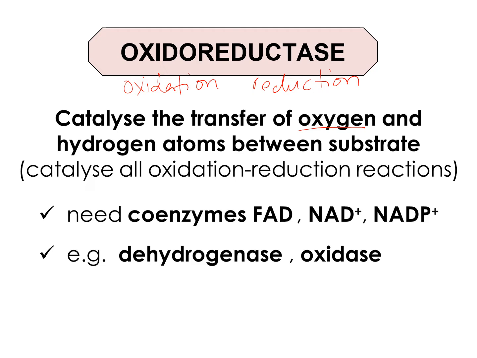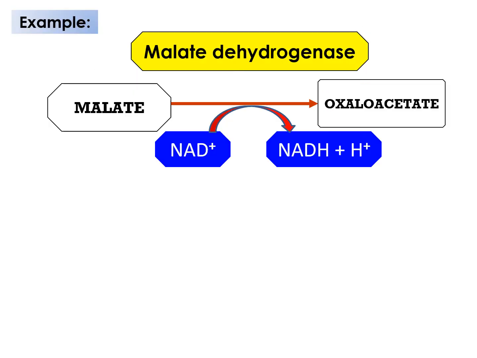So these enzymes usually need coenzymes such as FAD, NAD+, and NADP+. The example of this enzyme is dehydrogenase, meaning that it removes hydrogen. Or oxidase, which catalyzes the oxidation process. Malate dehydrogenase is a good example of an enzyme. The substrate is the malate.